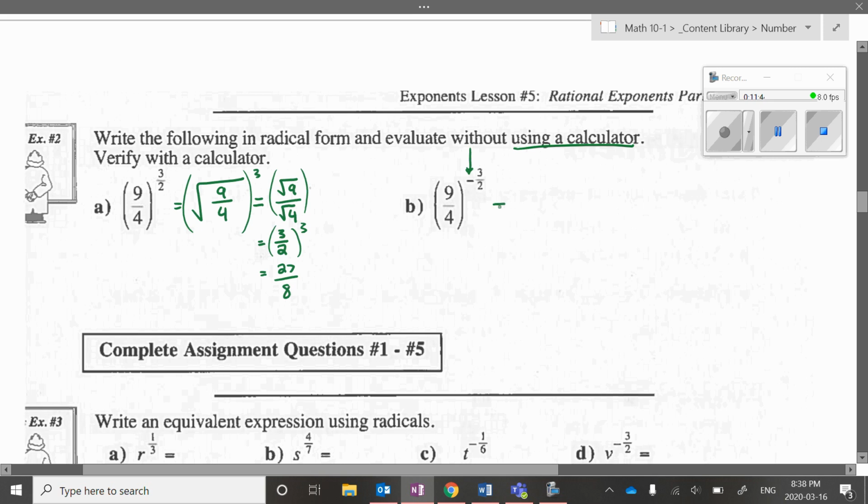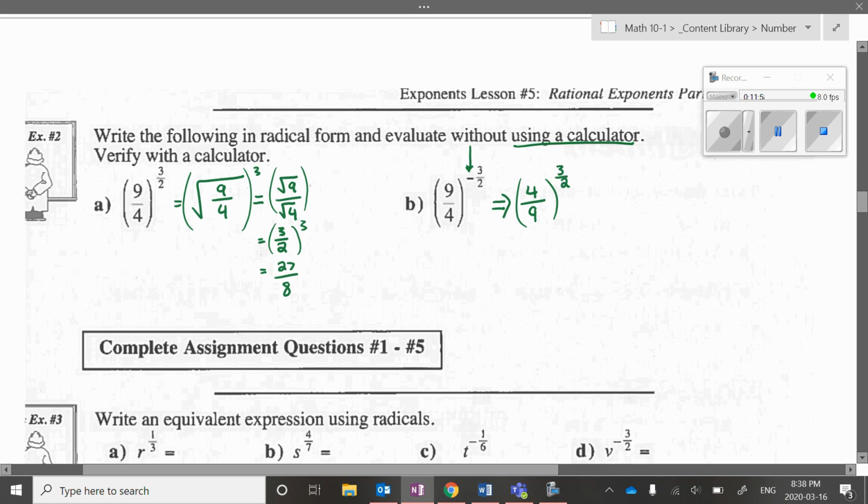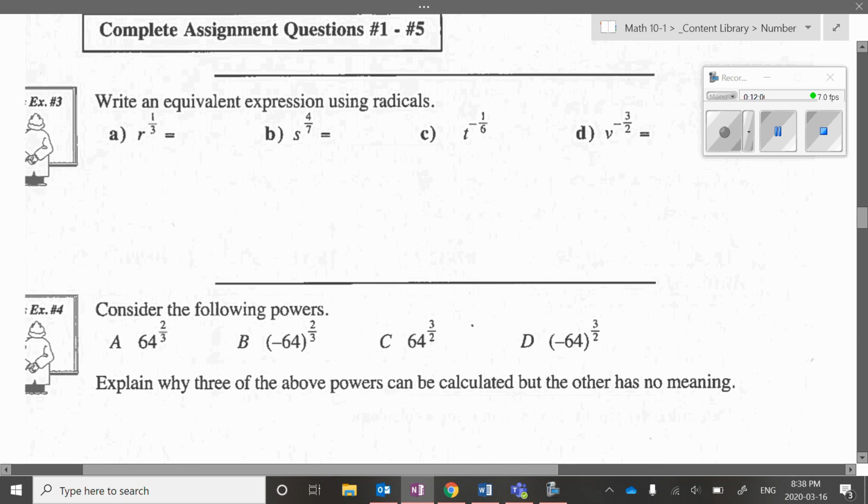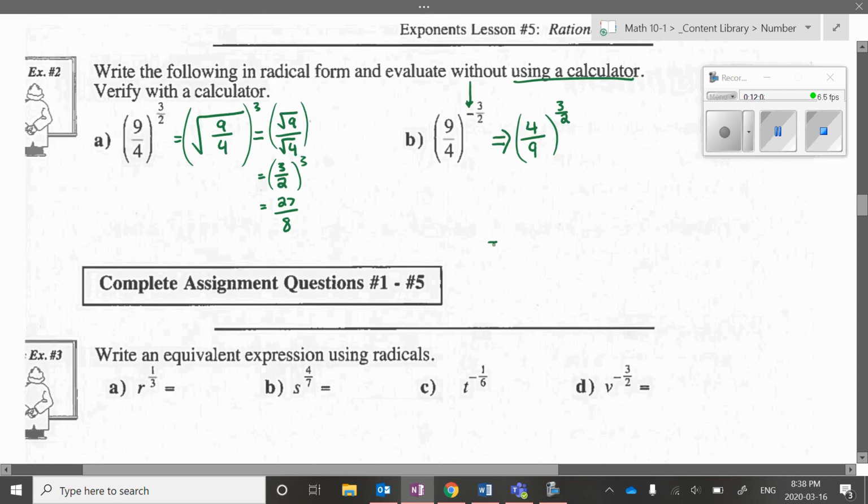This question is going to be the exact same process, but we're going to start out by flipping it. So I get 4/9 all to the power now of 3 over 2. And then you're going to go through those same steps, so I'm not going to repeat them. At the end, if you wanted to check, you would get 8 over 27.